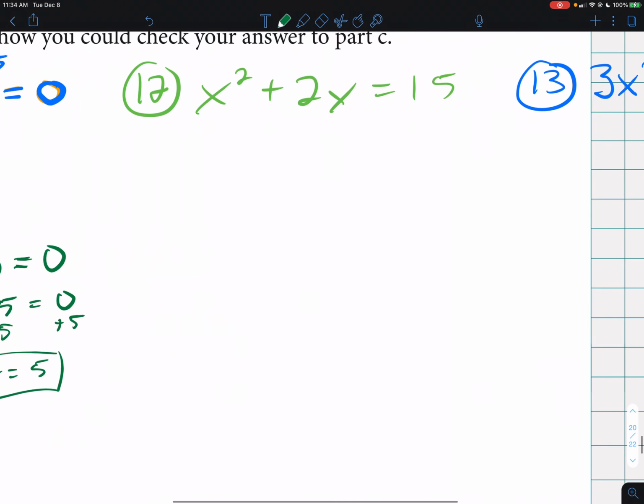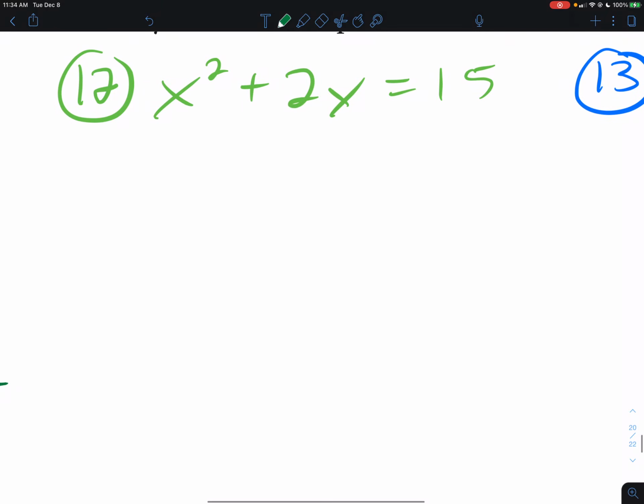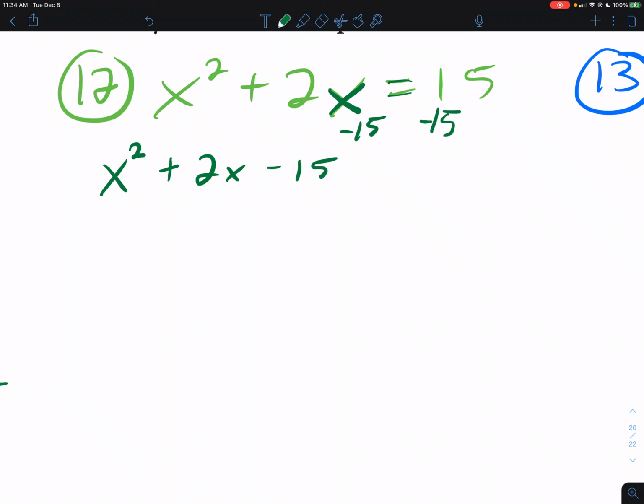Okay, number 12. So remember, the first thing we need is for our equation to equal 0, which is not the case here. It says equals 15. So we're going to make it equal 0 by subtracting the 15, because 15 minus 15 is 0. And I'll get x squared plus 2x minus 15 equals 0.